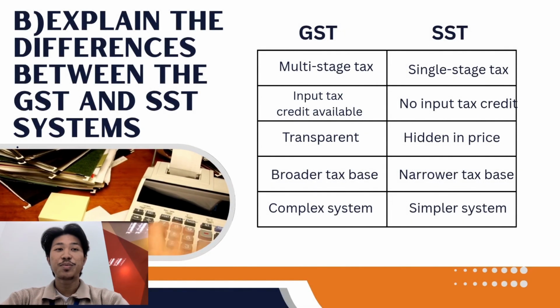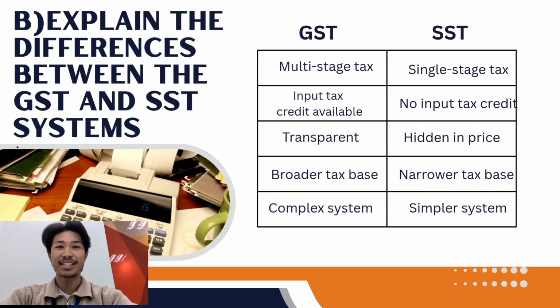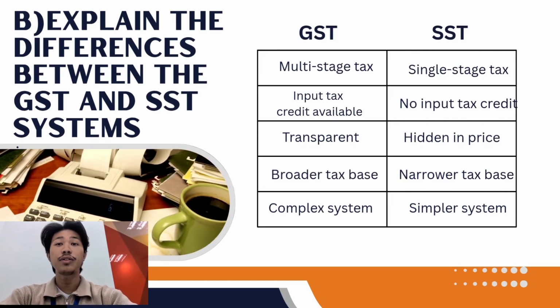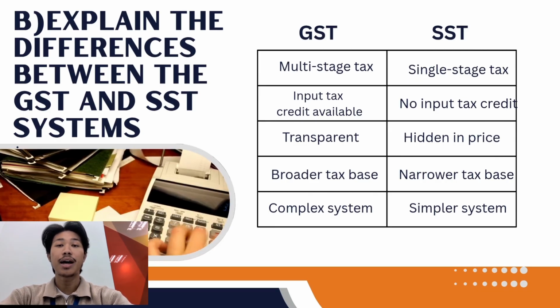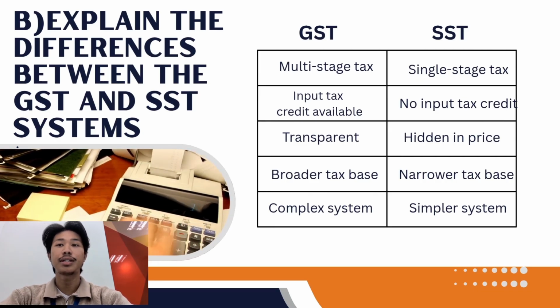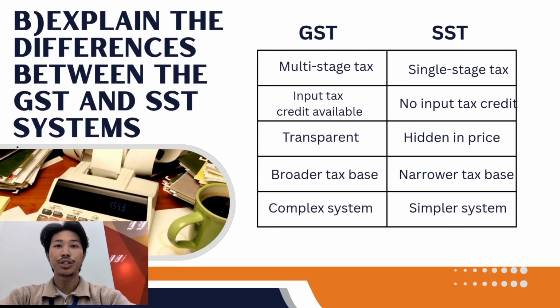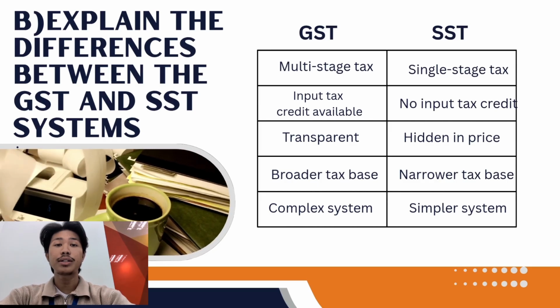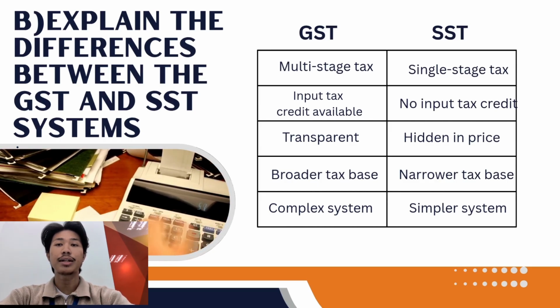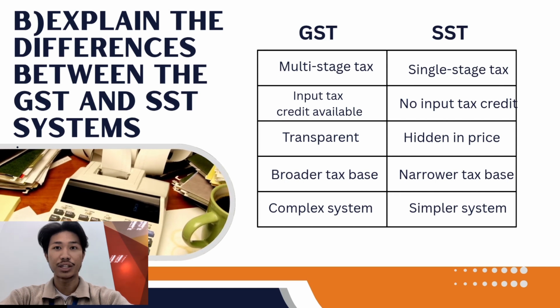Alright, next I will explain the differences between the GST and SST systems. GST and SST are two different tax systems implemented in Malaysia. Each system has its own characteristics. GST is a multiple stage tax on consumption at each level within the supply chain, whereas SST is a single stage tax that is applied one time at the manufacturer or on a certain service.